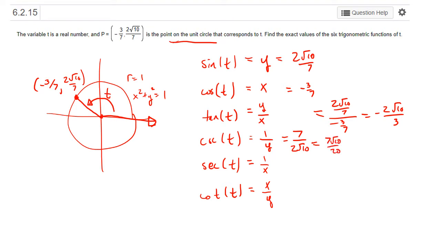The secant is the reciprocal of the x coordinate, so instead of negative 3/7, I'll have negative 7/3, nothing to simplify there. And the cotangent is the ratio of x to y, so it's negative 3/7 over 2 root 10 over 7. I can cancel that common denominator of 7 for negative 3 over 2 root 10. And if you don't want radicals in the denominator, multiply by root 10 over root 10 to get negative 3 root 10 over 20. And there we have it. We found all 6 trigonometric functions of t.